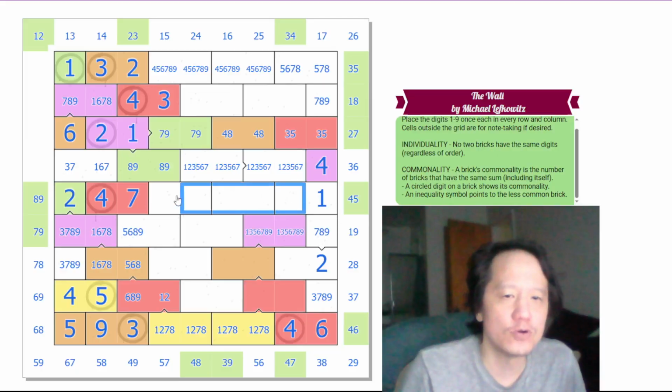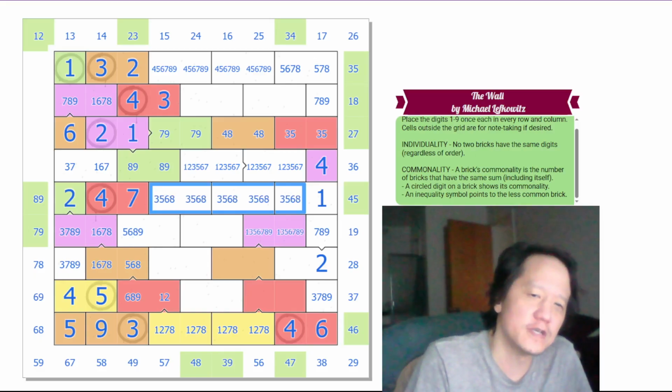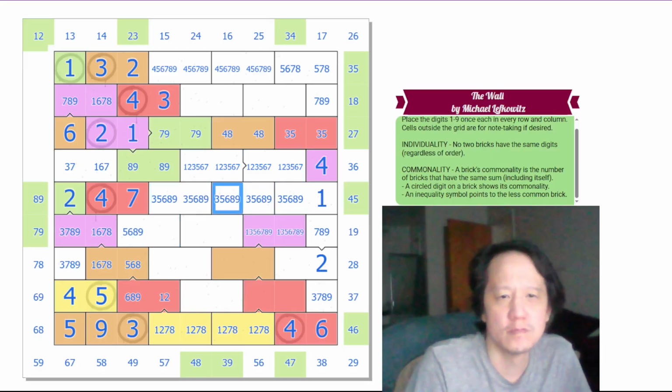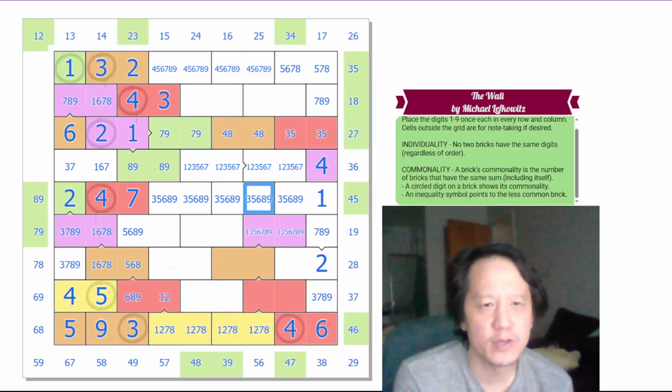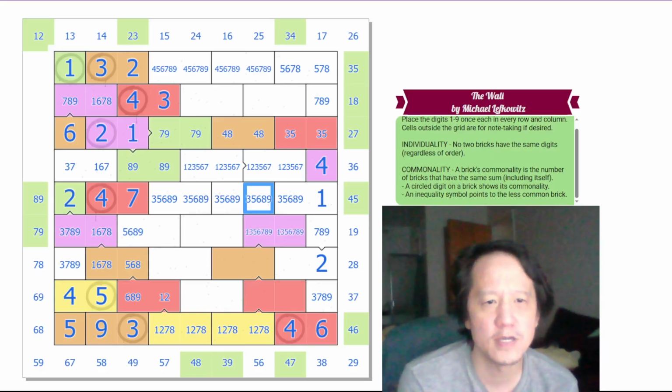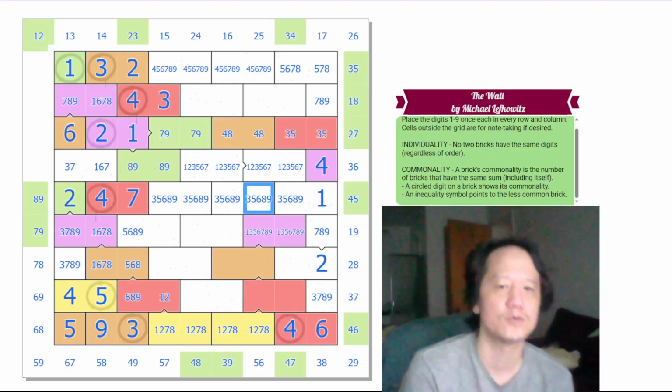Rest of row 5 is 3, 5, 6, 8, 9. Okay. What can 3 be with? 3 cannot be with 1 here. It can't be with 4 or 7. It can't be with 2. So 3 and 5 is already taken care of. So 3 and 5 can't work. 3 and 6 is not taken care of. And 3 and 8. So 3 is with 6 or 8 here.